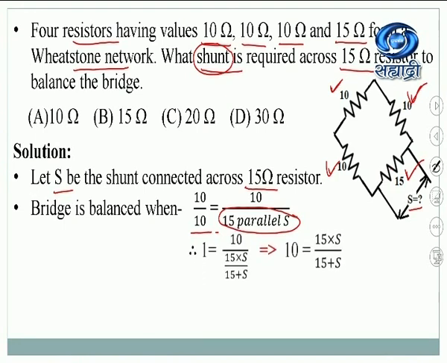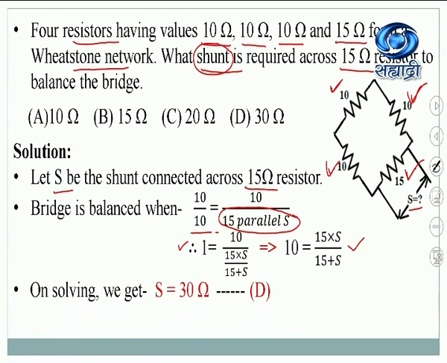So with this, we have 10 upon 10, that is 1, equal to 10 upon 15 parallel S. That means the 15 ohm connected in parallel with S, which is nothing but 15S upon 15 plus S. This gives 10 equal to 15 into S upon 15 plus S. On solving, we get S equal to 30 ohm. When you solve this equation, you will get the value of the shunt equal to 30 ohm. So we get this answer.